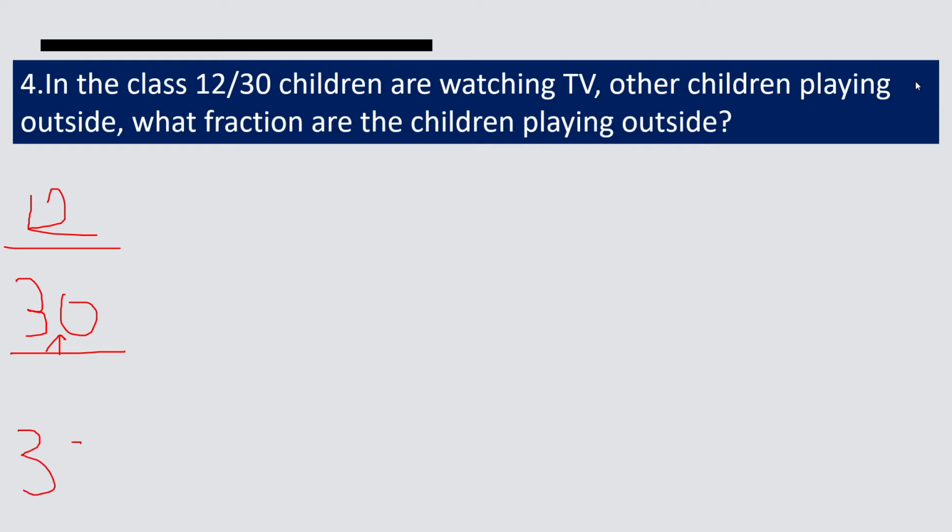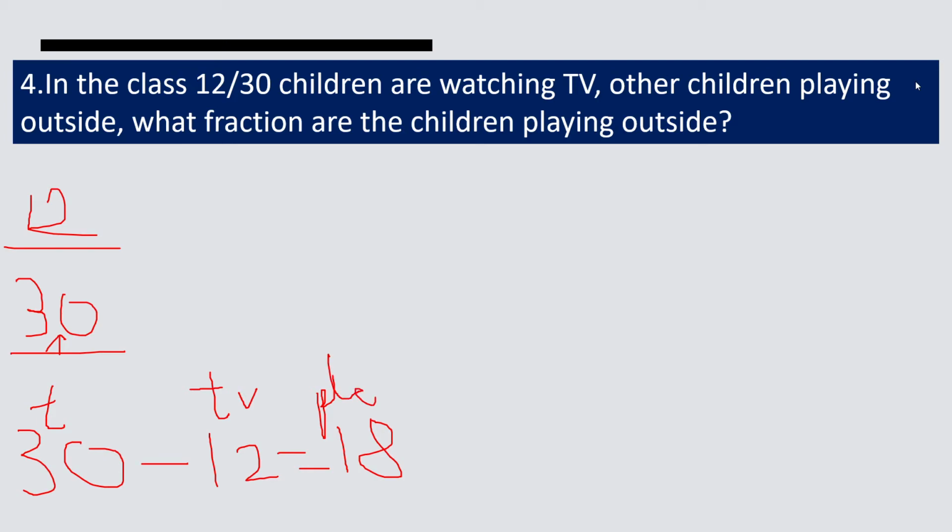So what we have to do is do 30 minus 12, equaling 18. So 12 are watching TV, and this is the total amount of children. If 12 are watching TV, then we are left with 18 children, and the 18 children are playing outside. So we know that 18 over 30 children are playing outside. You can simplify this further if you can, and it becomes 9 over 15.